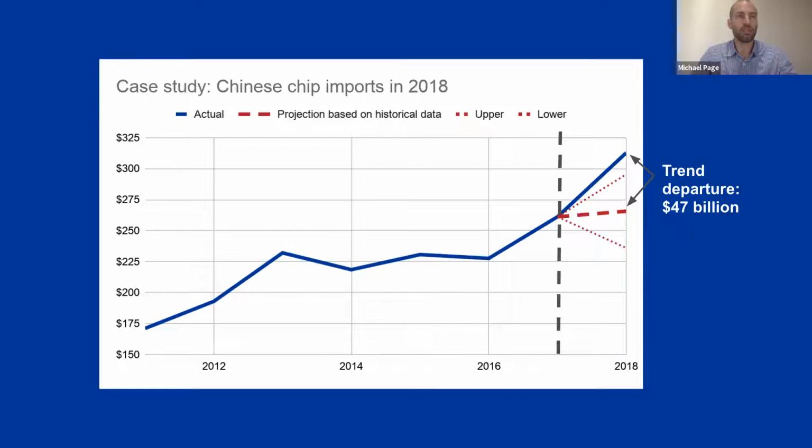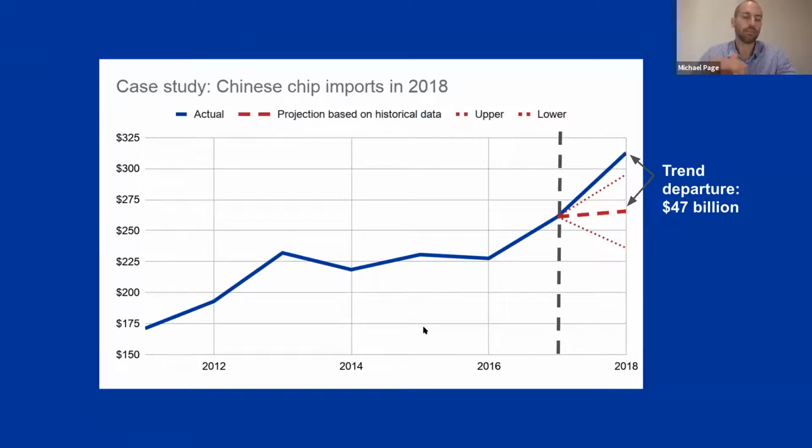The absolute deviation from the historical projection is going to be a function of qualities that are specific to a metric. Here for Chinese chip imports, we have hundreds of billions of dollars, and we see a certain amount of variation that affects what that confidence interval size is. So we create a standard unit, which is the absolute distance between what the crowd forecasts, or what happened, and what was projected, divided by the 90% confidence interval. The details there don't really matter. The point is that it allows us to compare the trend departure figure across different metrics.